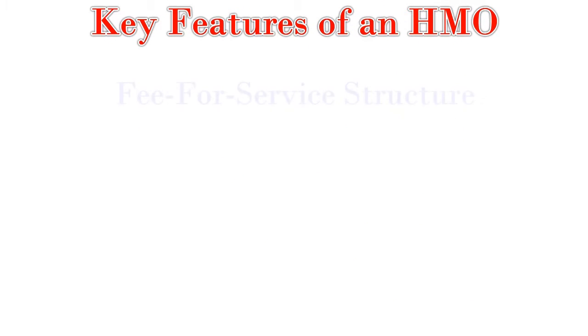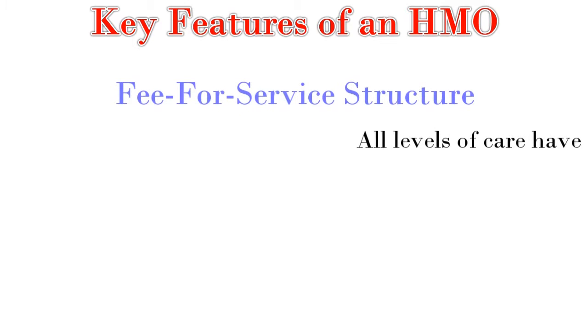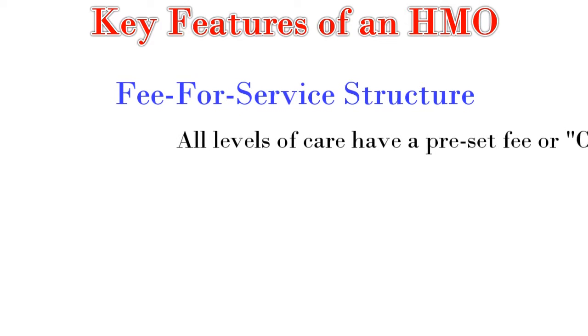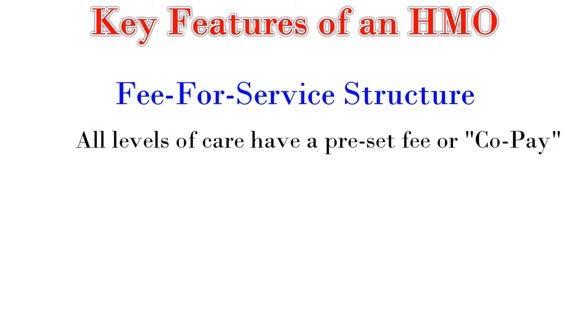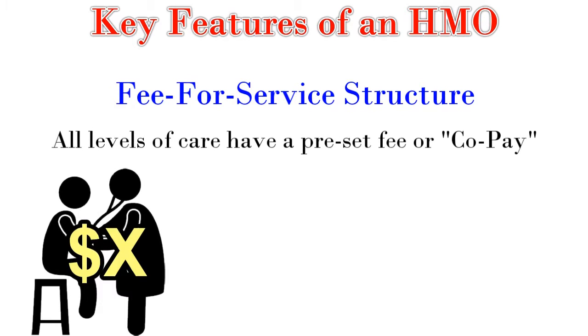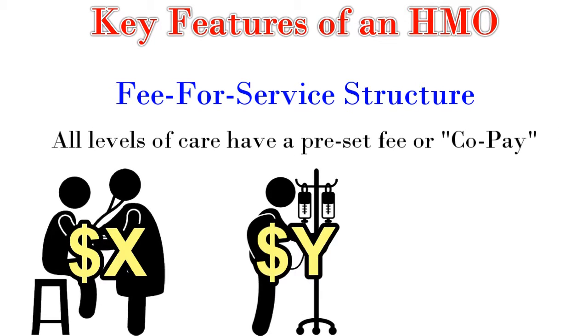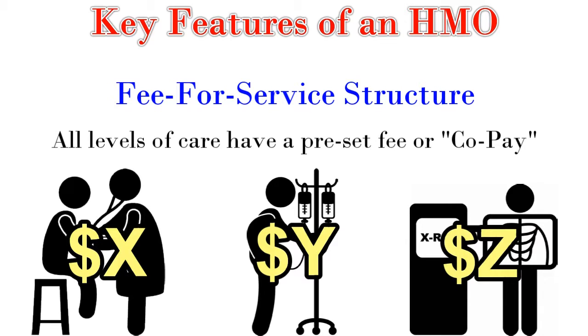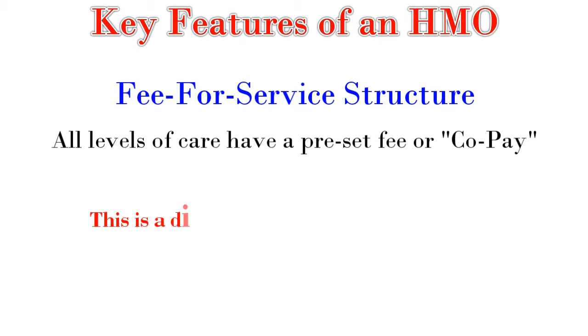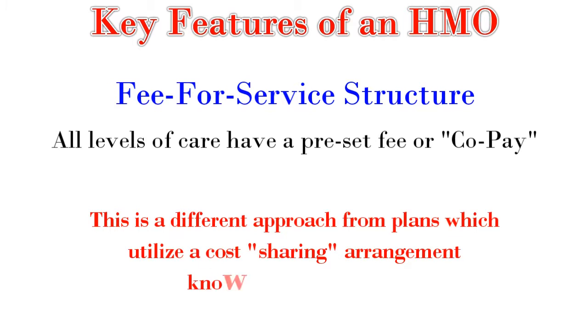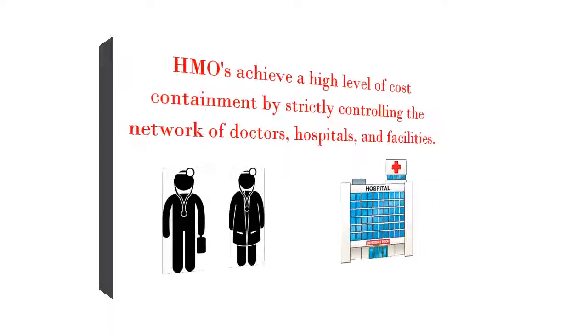Primary care physicians are most commonly internists, general practitioners, pediatricians, and in some cases, gynecologists. Another distinguishing feature of an HMO is its fee-for-service structure. In an HMO, all levels of care have a preset fee or copay associated with them. A sickness visit costs X, a blood test costs Y, an MRI costs Z, and so on. This is a different approach than other style plans which utilize a cost-sharing arrangement where an insured pays a portion of the cost and an insurance company pays the rest.